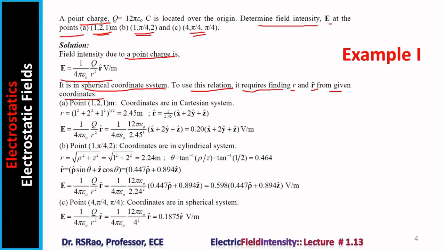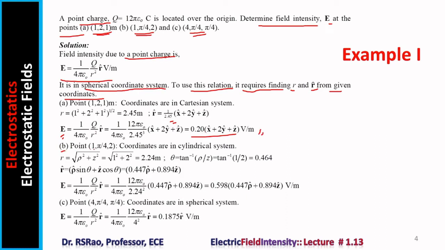A point is (1, 2, 1). From this data, we have to find out small r and r cap. Small r is square root of 1 square plus 2 square plus 1 square. It is 2.45. r cap is x cap plus 2y cap plus z cap by 2.45. Substituting this, we get the field intensity E as 0.20 (x cap plus 2y cap plus z cap). Notice this field expression is in Cartesian.